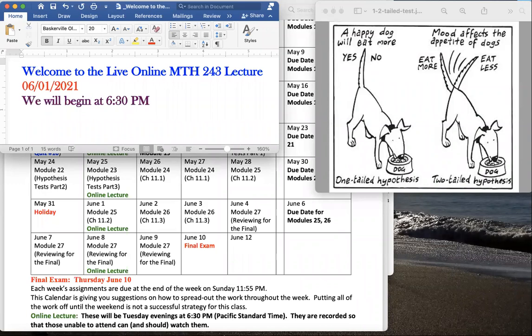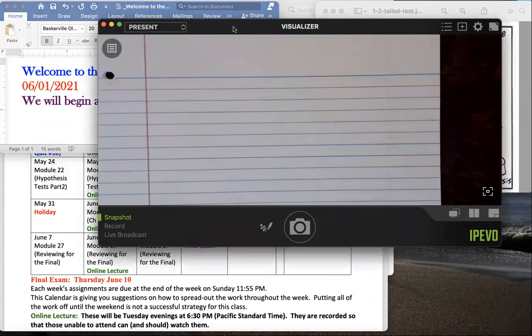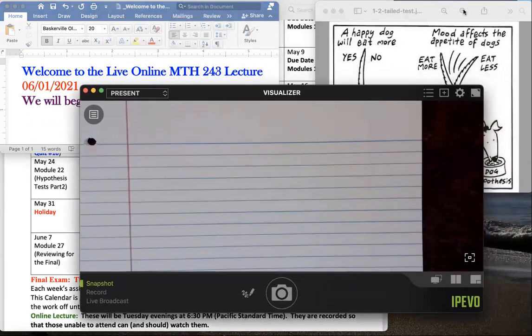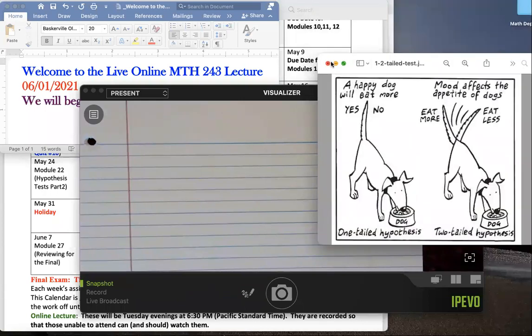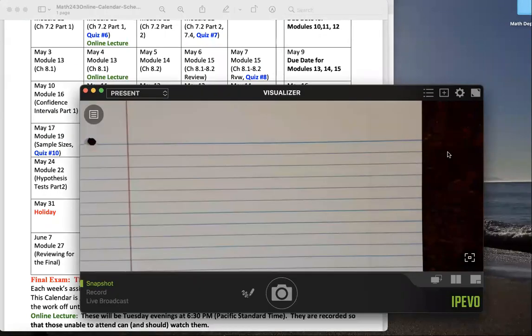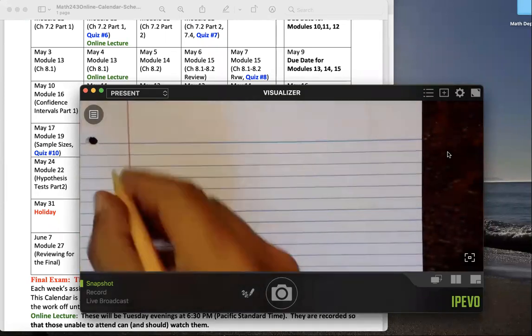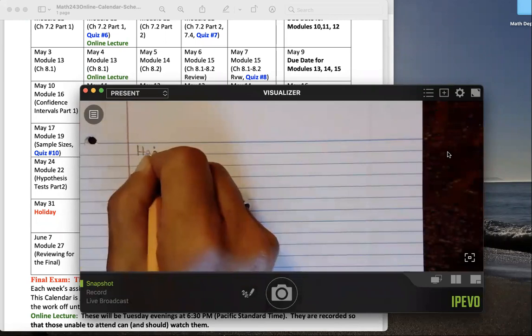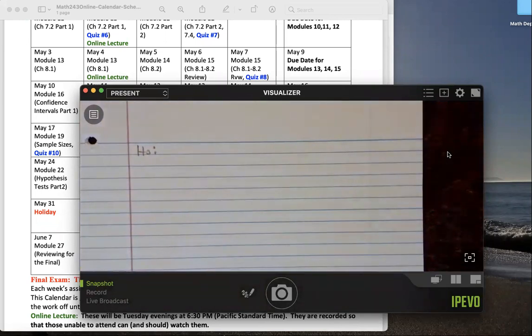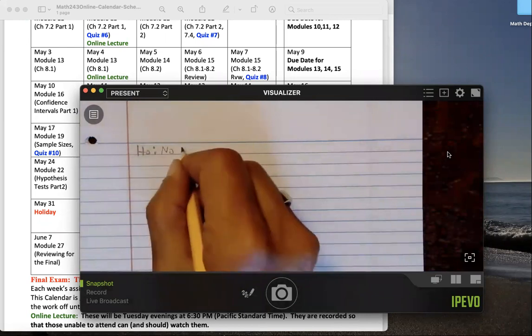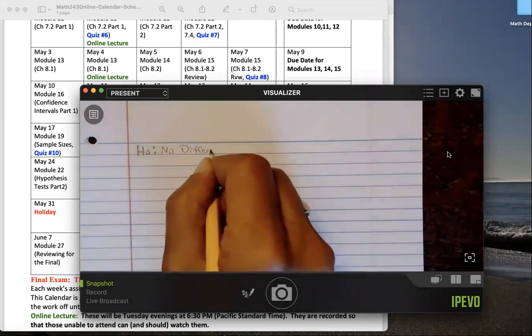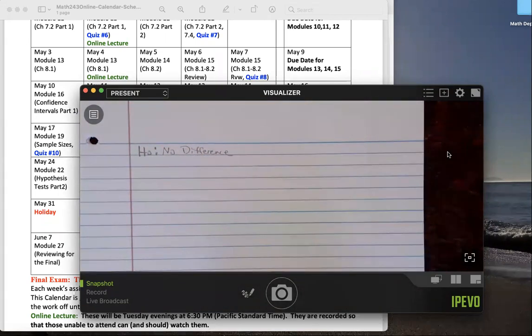So let's just get a little piece of scratch paper up here. Set this up here. And so your null hypothesis, remember, you're asking yourself, how much of a difference is there between the new thing and what I'm currently using? And the null says, how much of a difference? Null. There's no difference between the new thing and what you're currently using. Don't waste your time and your money on it. Just keep what you have.